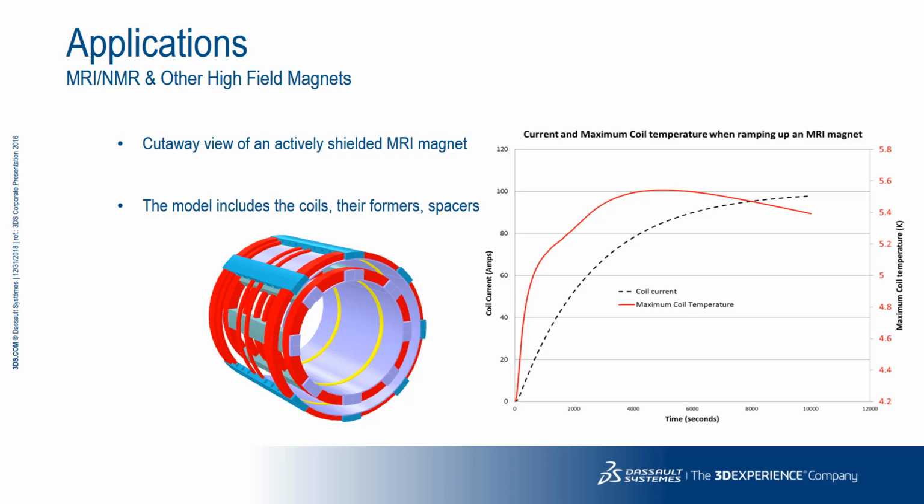Here we have a demonstration model of an MRI magnet, which includes the coils, formers, spacers and coolant pipes being ramped to operational fields over a period of nearly 3 hours, showing the current as it's ramped and the resultant maximum temperature rise during the process. In this case, the ramping is slow enough for the whole coil to remain below the critical temperature of 9.2 Kelvin, above which the niobium titanium will become resistive, quenching to potentially disastrous effect.